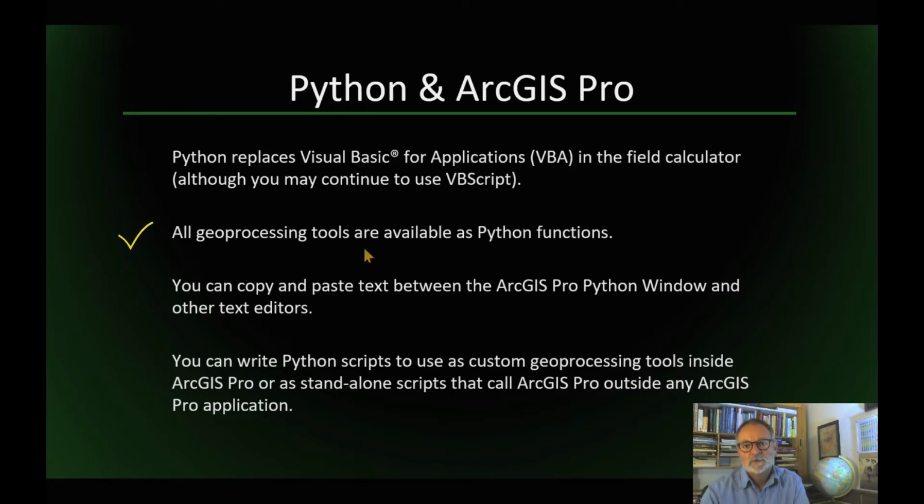All geoprocessing tools are available as Python functions. So everything you've ever done, raster calculator, symbology, layouting, mapping, any kind of analysis, any kind of join and add field and edit things, you can do basically as a Python function. And you can copy and paste between the ArcGIS Pro Python window, which will open up in a minute, and any other text editor. But the key idea is that you can write Python script in various ways.